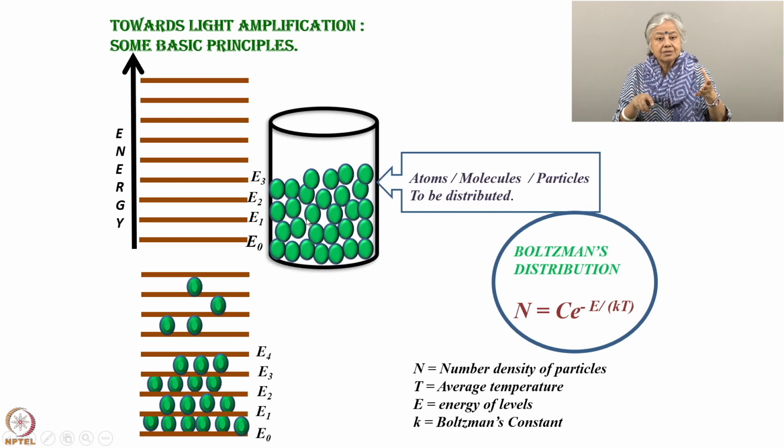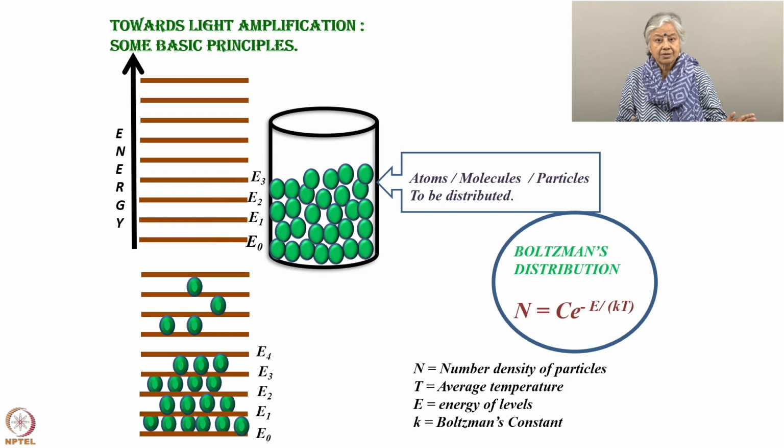Basically, these atoms and molecules, I will call them particles for the moment, they all have certain amount of energy, and these energies are discrete energy levels. These discrete energy levels are E0, E1, E2, E3. So, the particles could be in E0 state, it could be in E1 state, it could be in E2 state, or it could be in E3 state.